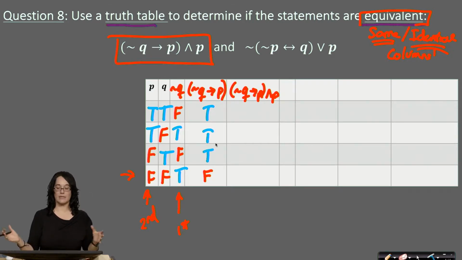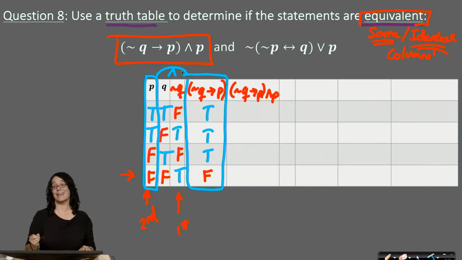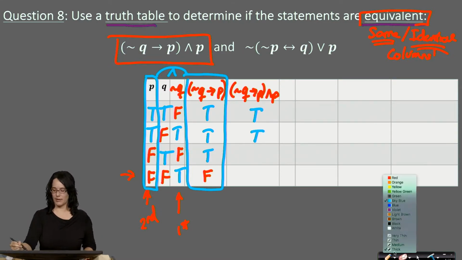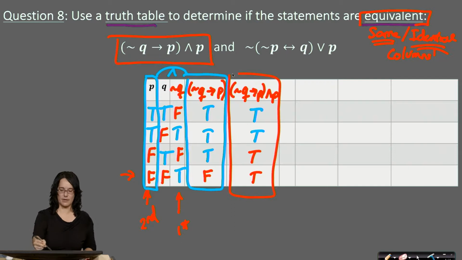Then we need to actually build the entire statement, which includes and P at the end. So we're going to take that previous column we just had, and put that with the P column from the beginning, and we're connecting these two with and. When is an and statement true? When they're both true. Well, that happens in the first case and in the second row as well, but the last two rows it does not happen. Here is our first statement. Okay, so this is statement 1.